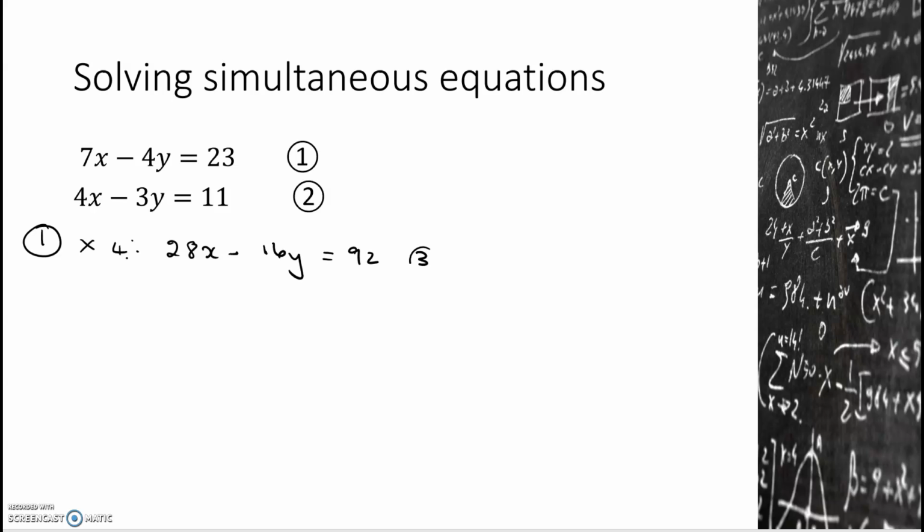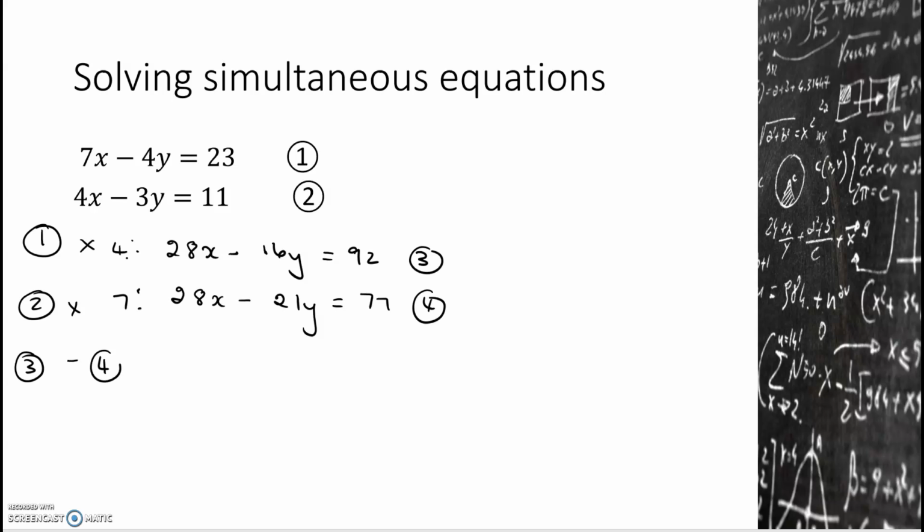Give it a name. Then we need to multiply equation 2 by 7, and you should be able to see what's going to happen. Give it a name, because now if we take equation 4 away from equation 3, we get nothing there, and we get 5y equals 15, so that y equals 3.